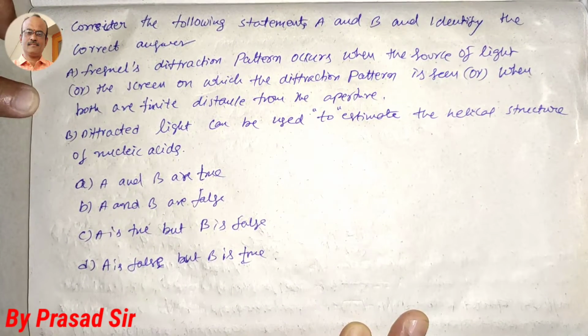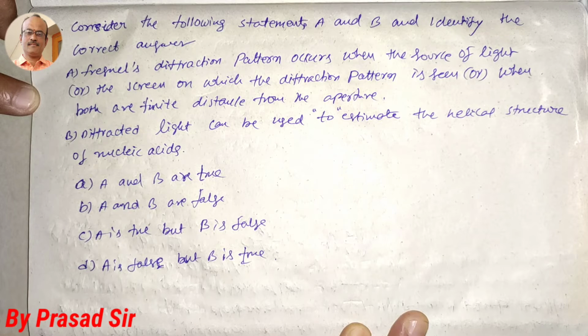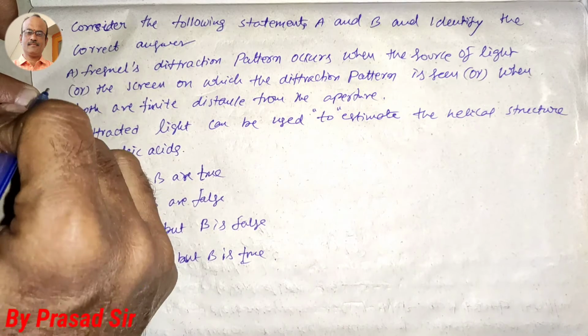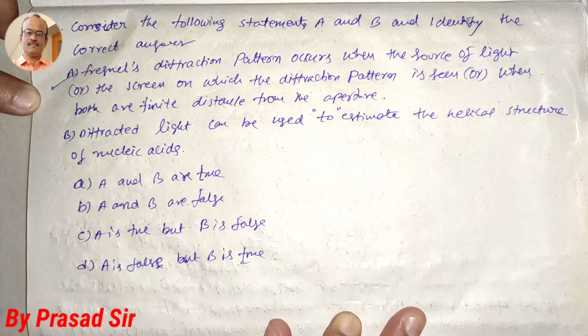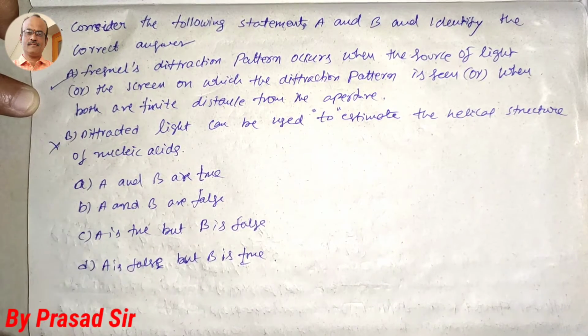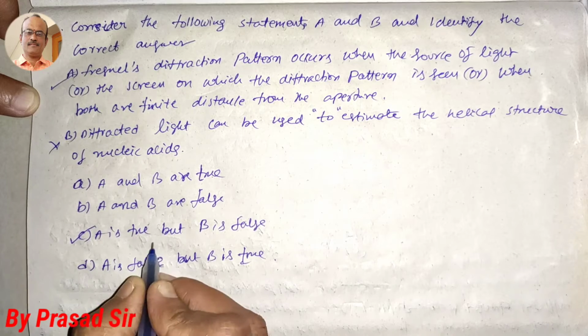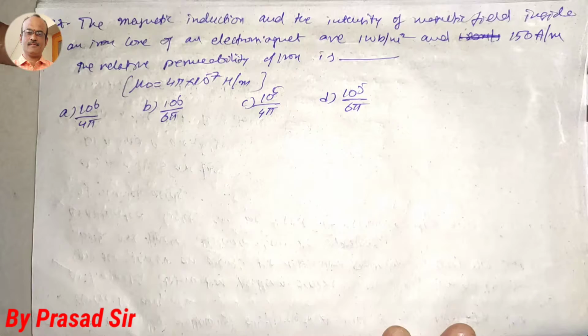Now the question number 26. Consider the following statements A and B and identify the correct answer. A: Fresnel diffraction pattern occurs when the source of light or the screen on which the diffraction pattern is seen, or both, are at finite distance from the aperture. So this one is correct. B: Diffracted light can be used to estimate the helical structure of nucleic acids. That is not possible. So that means option C, A is true but B is false.